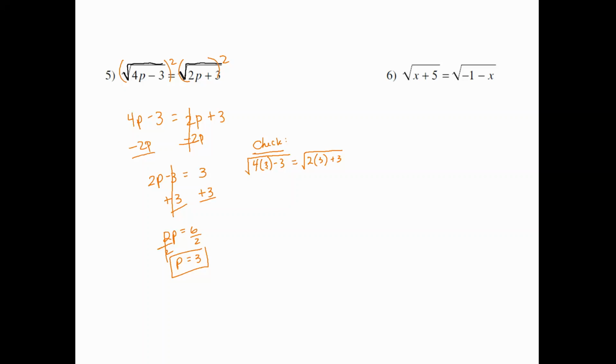All right, 12 minus 3 is 9. The square root of 9 is 3. 2 times 3 is 6, plus 3 is 9. The square root of 9 is 3. So 3 equals 3. So then this is a solution.